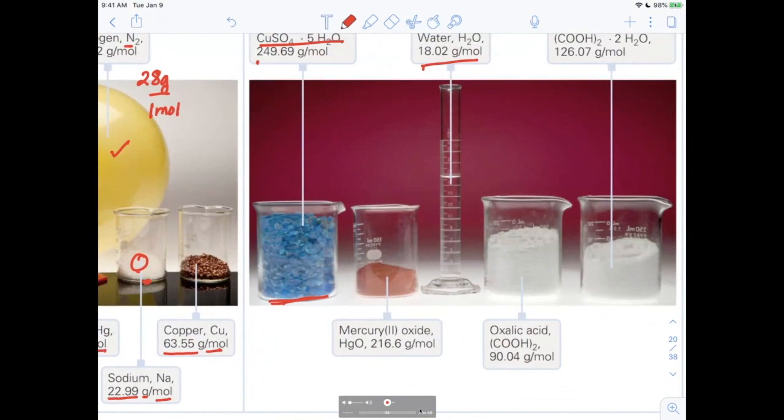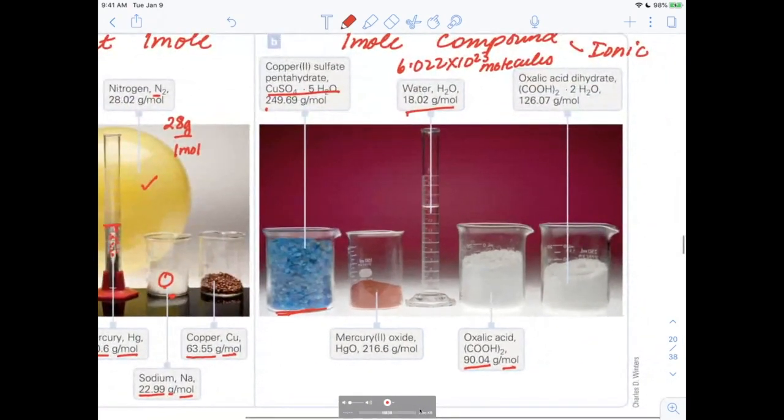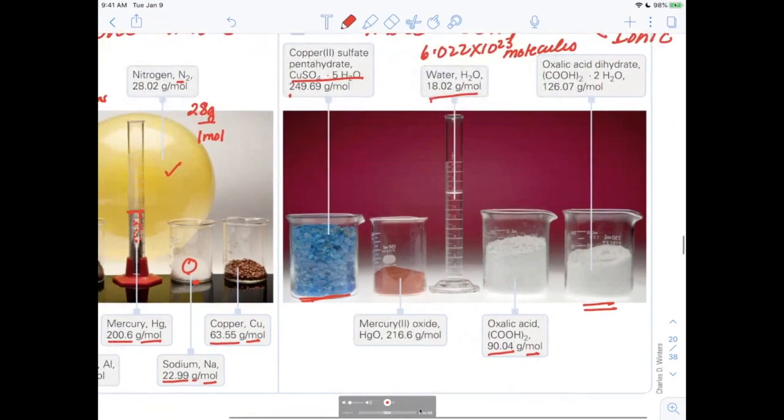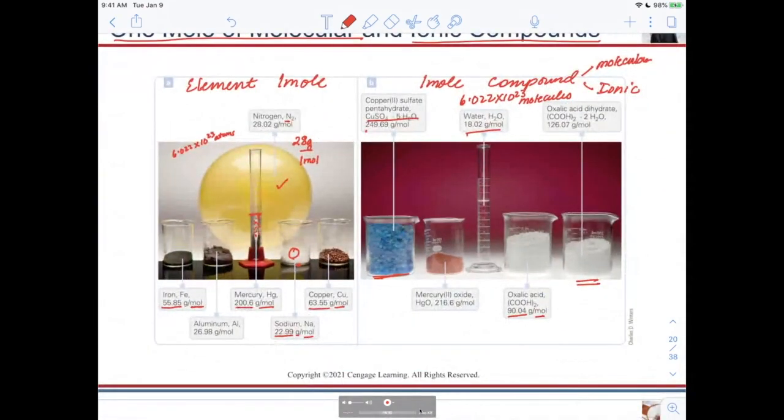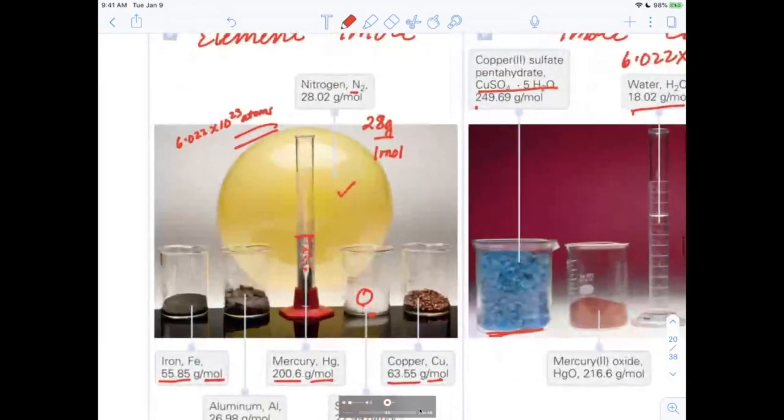With oxalic acid, I'm trying to think, why did I use this acid here? Anyway, with the organic acid here, it takes 90 grams to get to 1 mole. And then we have oxalic acid dihydrate. It takes more mass to get to 1 mole because each individual particle is much larger, so it weighs more. You get the idea, right? For compounds, we use the term molecules to describe the individual units. With elements, you use the term atoms to describe individual units.